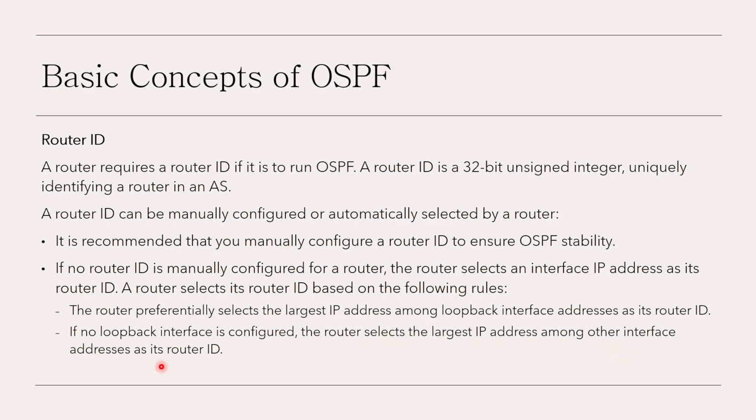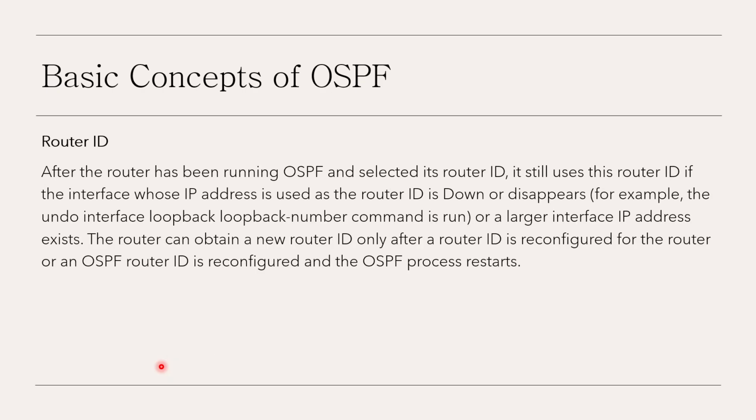First of all, OSPF will look for the router ID which you already configured. But if you have not configured it, it will look for the loopback. And if a loopback is also not configured, then it will go for the largest IP address among other interfaces as its router ID. So this was just a brief introduction about what a router ID is.